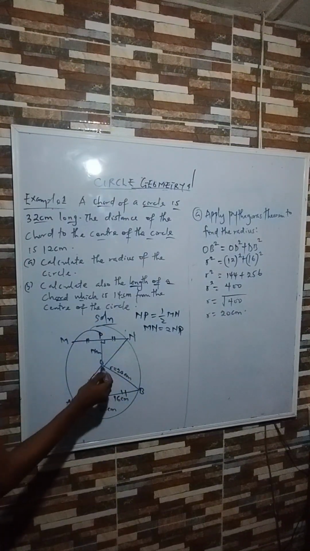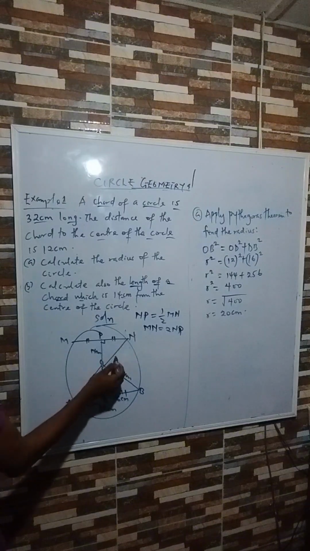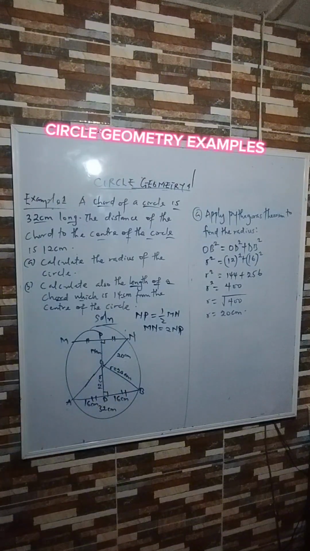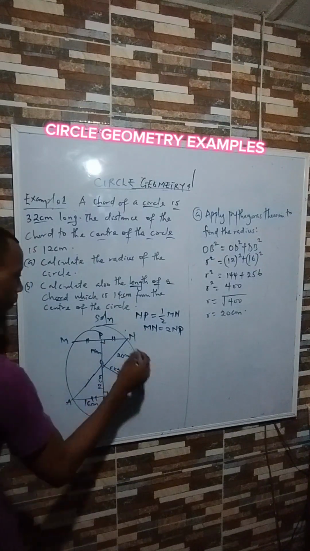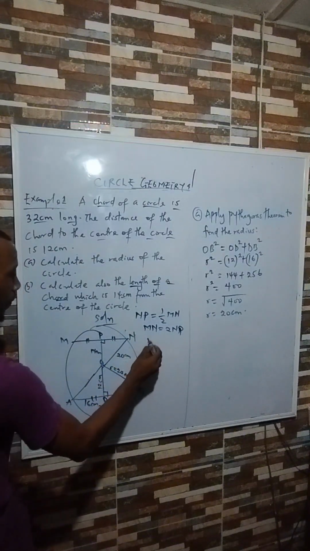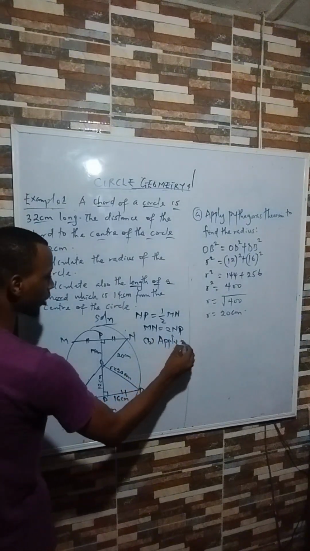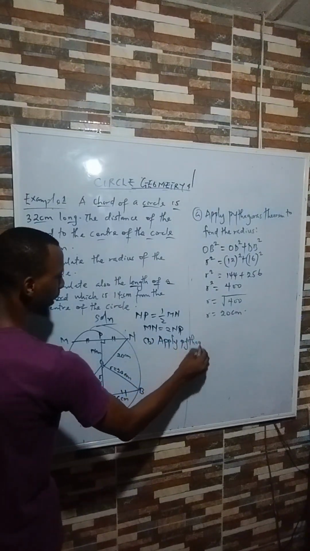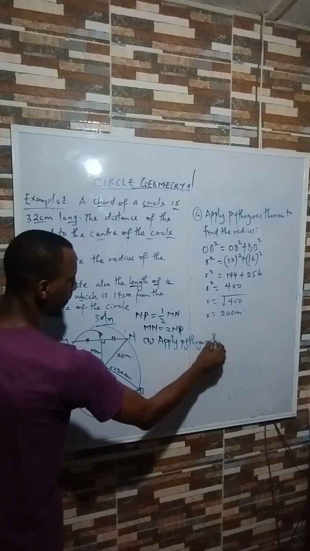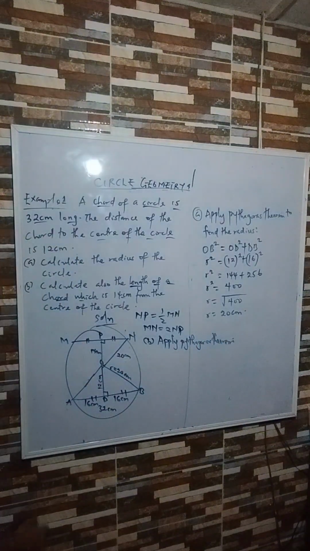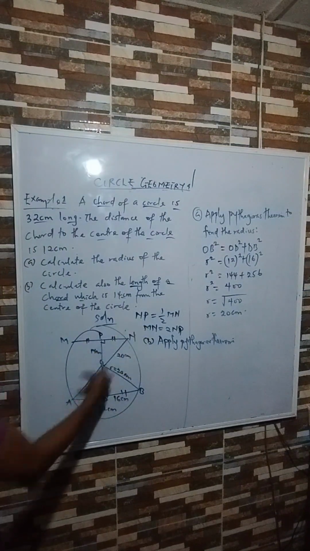So here, this point now, that means here can be 20 centimeters. So now to find my NP, for B part of the question, I will apply Pythagoras theorem again. If I'm to apply Pythagoras theorem, this is the hypotenuse. You can see it's the longest side here.